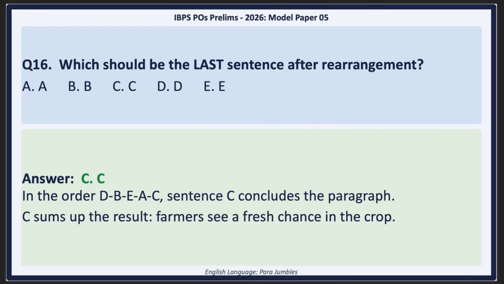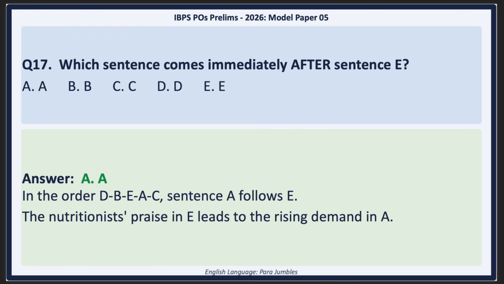That leaves question 17, which asks for the sentence that comes after sentence E. Sentence E says, "Nutritionists now praise millets for fiber and minerals." And the logical result of that praise, the cause and effect, is sentence A: "Demand is rising again in cities and restaurants." So A is the correct choice here. Cause and effect neutralize any ambiguity. Act 1 to resolution. It is incredibly satisfying when the logic just clicks into place like that.